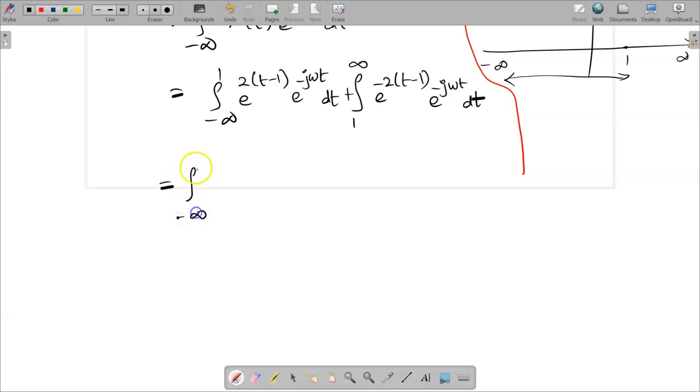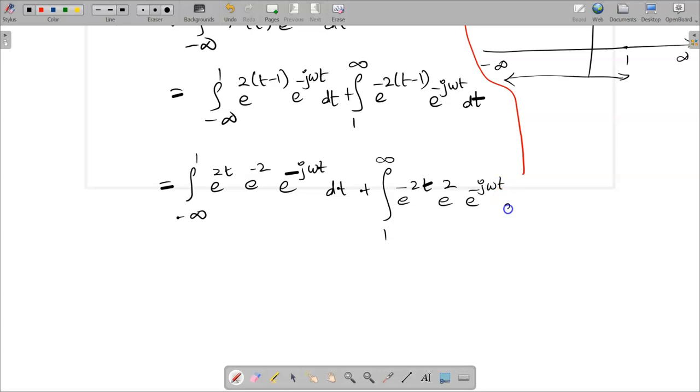So, minus infinite to 1, and then simplify this, we have e power 2t. Split your exponential term, e power 2t into e power 2 into minus 1, what is that? Minus 2. So, it is e power minus 2, and then e power minus j omega t dt. Similarly, in the second term for 1 to infinite, split this term, it is e power minus 2t, minus 2 into minus 1, it is plus 2. So, e power 2 and then e power minus j omega t dt.